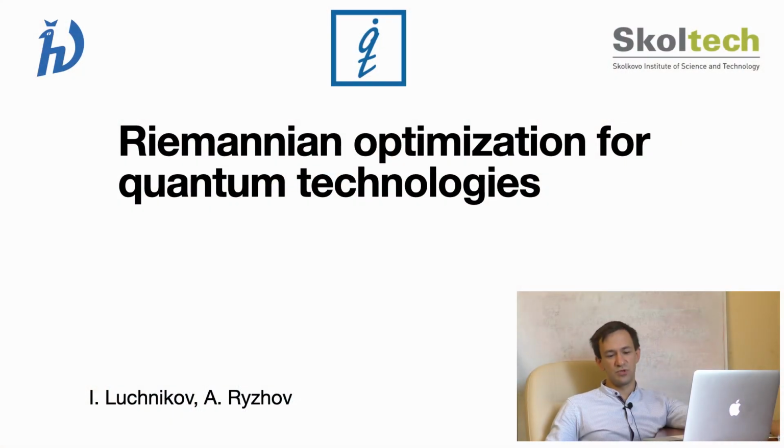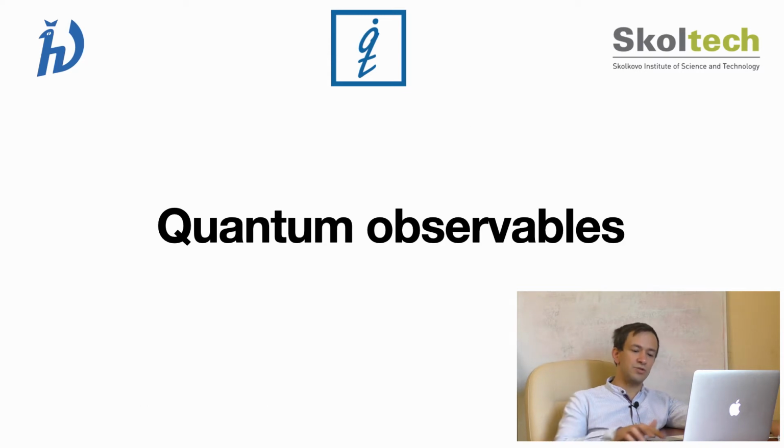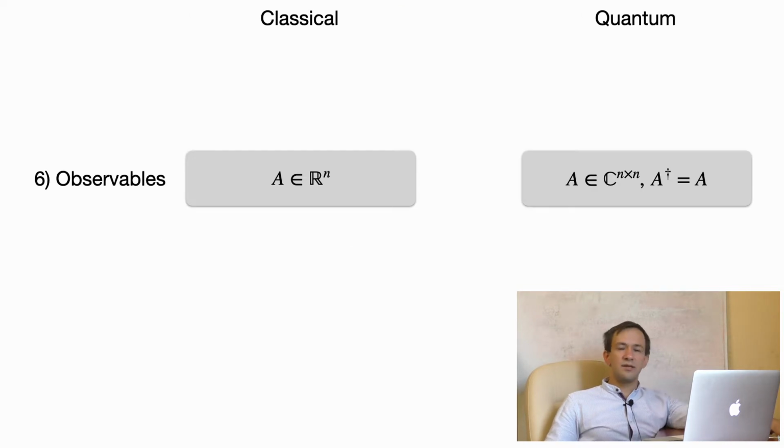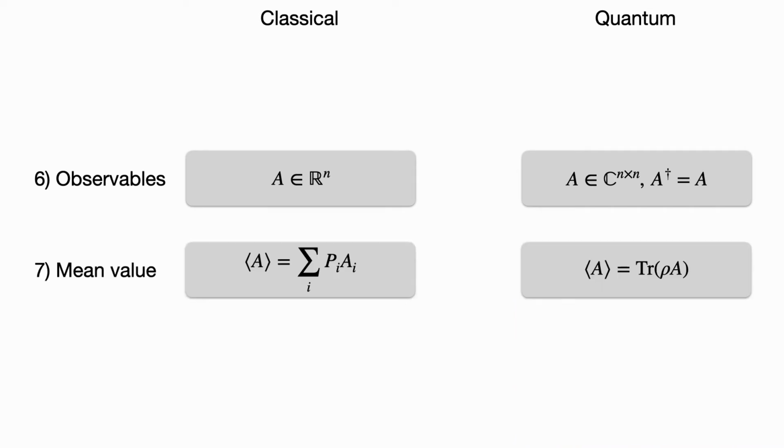Hello. In this video we'll talk about quantum observables. As usual, we look at two cases, classical and quantum. In a classical case, an observable is an n-dimensional real valued vector. In a quantum case, an observable is an n by n complex valued Hermitian matrix.